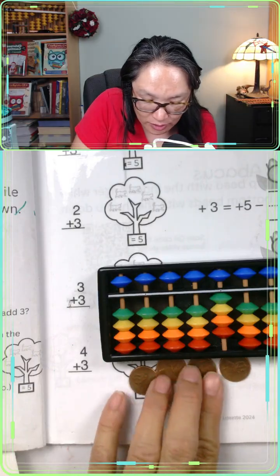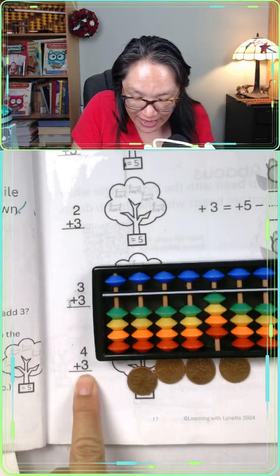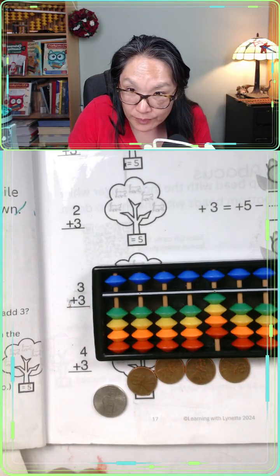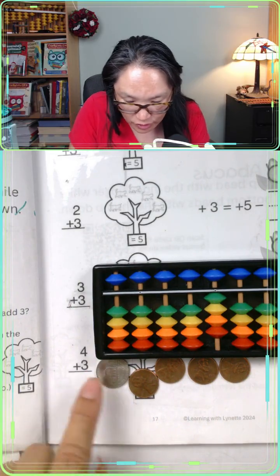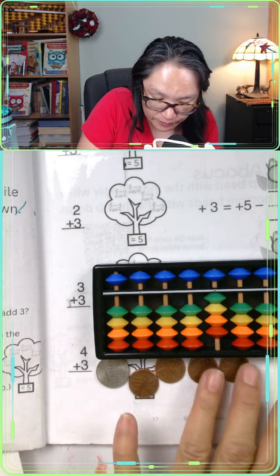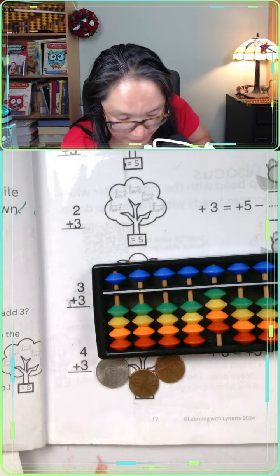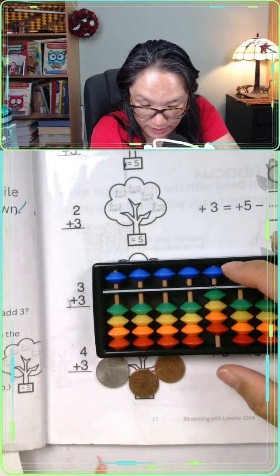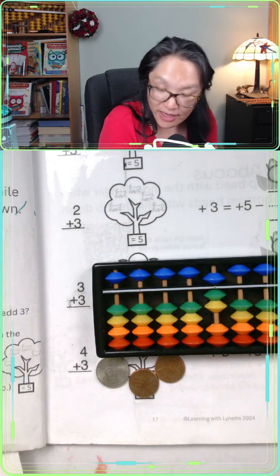So can I add the 3? No, I have no more beads to add the 3. I only have 4. So I want to add the 3. Guess what? I have a nickel. Because I have a nickel, that's too much, right? I have to take away 2. So my final answer is 7. 5, 6, 7. I could do it again on the abacus. Add the 5, take away the 2. Take away 1, take away 2. And so my final answer is 7.